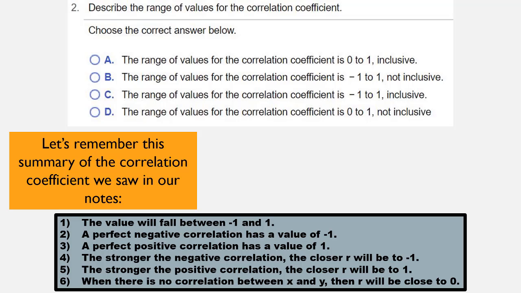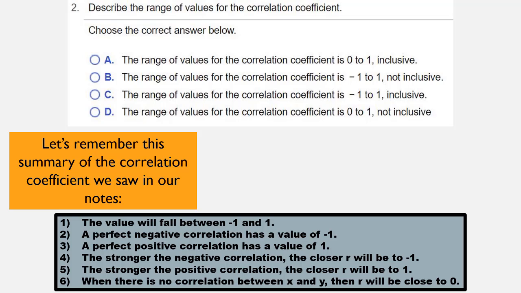So there are 2 answers here that sound like they might be correct. Choice B and C. B says the range of values for the correlation coefficient is -1 to 1, not inclusive. And C says the range of values for the correlation coefficient is -1 to 1, inclusive. So what is the difference between inclusive and not inclusive?